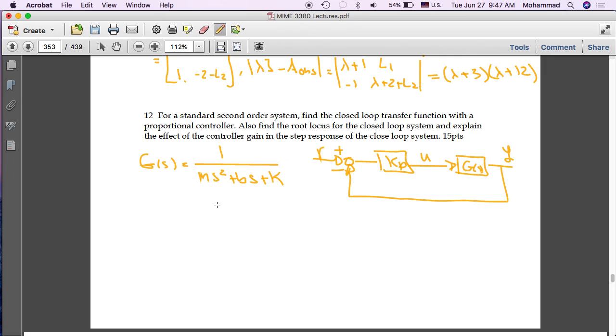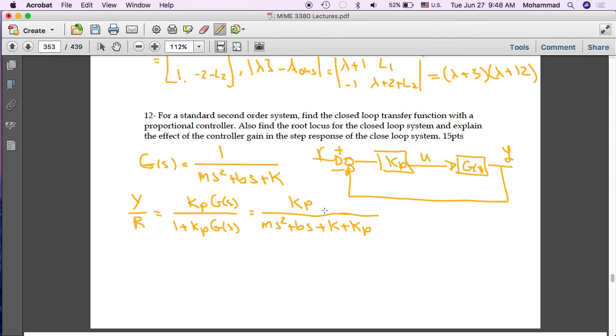So we need to find the closed loop transfer function, which means we are trying to find Y over R, and that is going to be equal to Kp times G(s) in the numerator, 1 plus Kp times G(s) in the denominator. This would be the closed loop transfer function once you plug in G(s) and simplify by making the denominator the common denominator. So that's the closed loop transfer function.